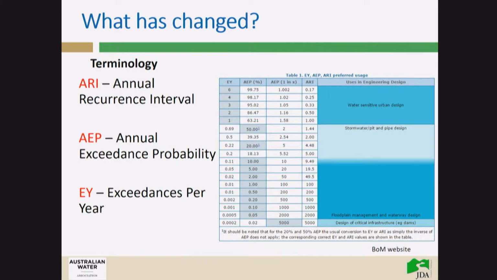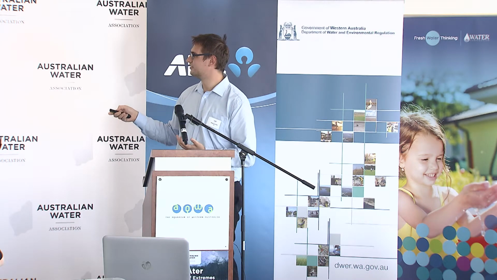Now, one of the major changes is actually the terminology, and trying to get that terminology across to people can be slightly difficult, just because there are exceptions. Like, for example, the old terminology, ARI, average recurrence interval, most people are quite familiar with that, sort of the 1 year, 5 year, 10-year ARI. And so the AEP, annual exceedance probability, is just the inverse of that. But it doesn't apply for the 2 year and the 5 year, as a disclaimer in most of the documents say.